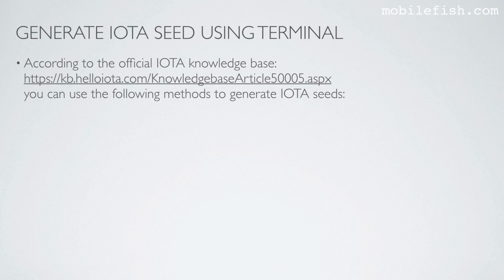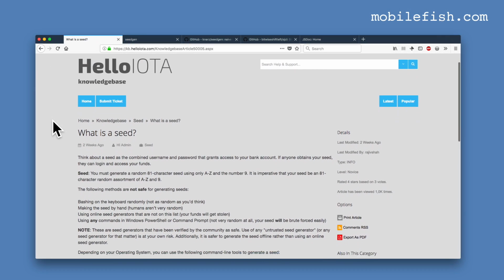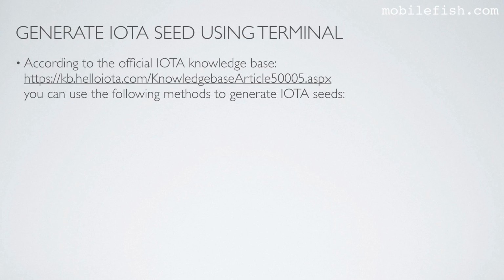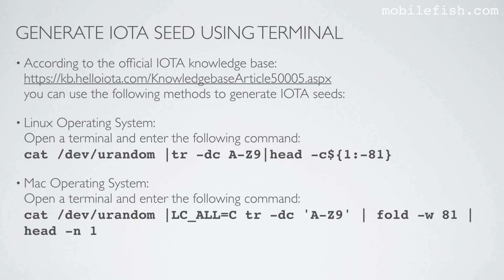According to the official IOTA knowledge base, this web page, you can use the following methods to generate IOTA seeds. On a Linux operating system, open a terminal and enter the following command. This command. On a Mac operating system, open a terminal and enter the following command. This command.